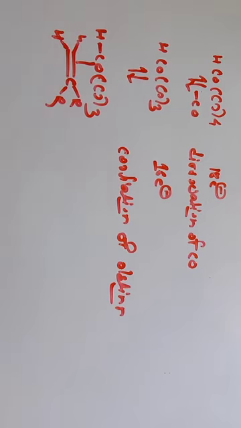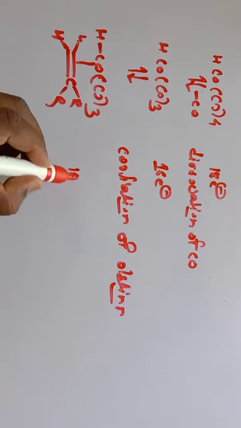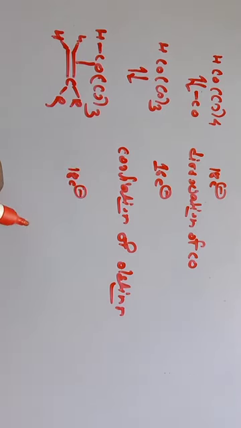So the first step is what? The dissociation of this carbonyl from this active catalyst, with formation of a 16 electron species. Next, the 16 electron species again converts into an 18 electron species by the coordination with olefins. Coordination of olefins converts this 16 electron species into an 18 electron species.